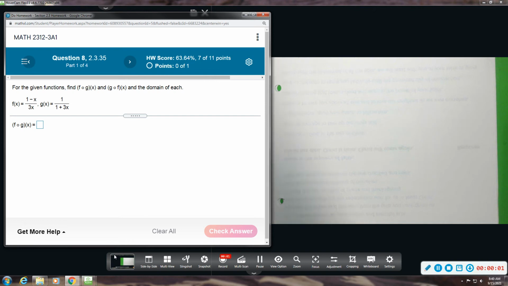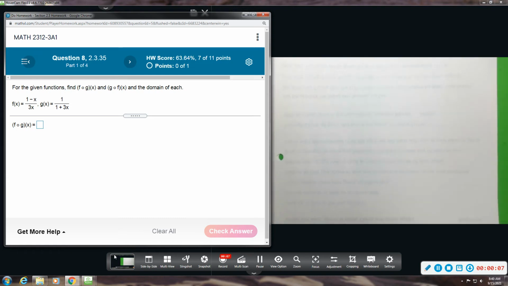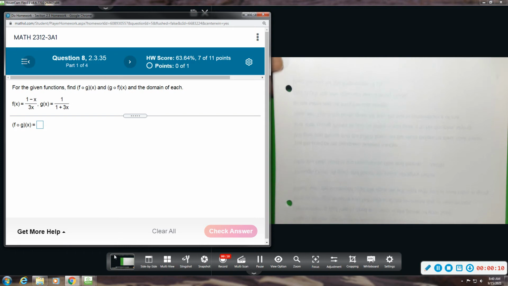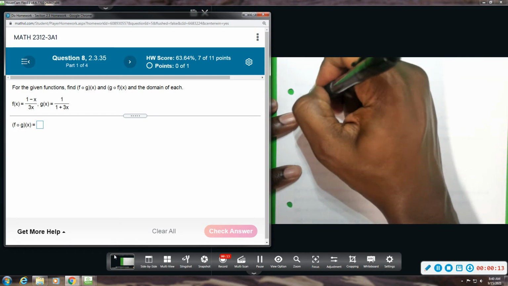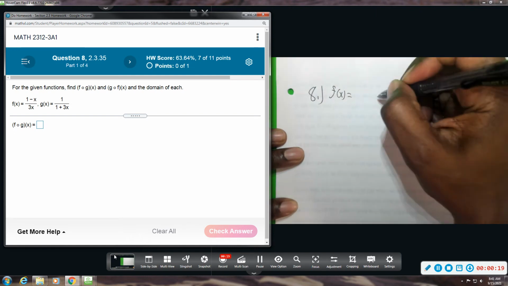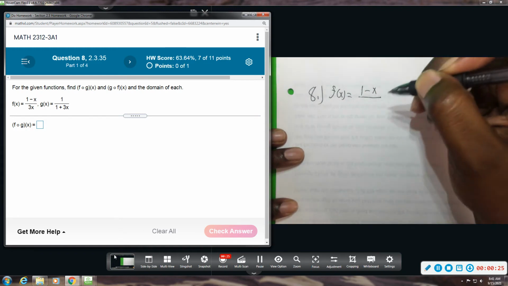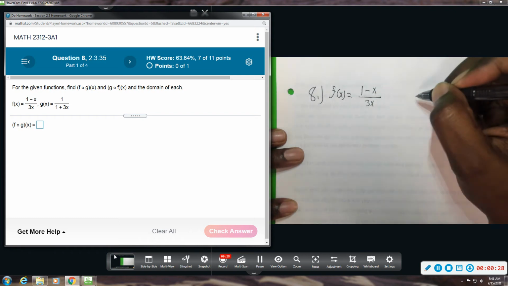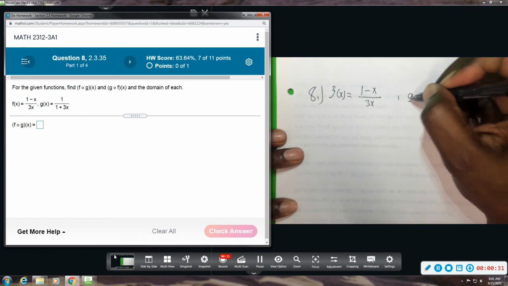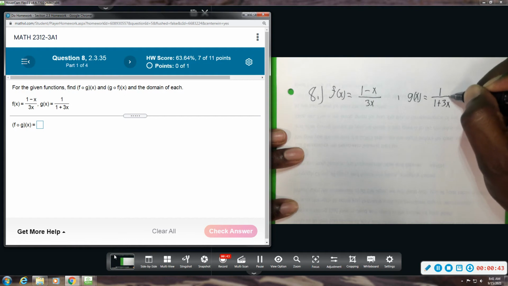All right, number 8. We're going to find f of g, g of f, and the domains. So we have two rational functions. f of x is equal to 1 minus x as the numerator all over 3x, my denominator. And then g of x equals 1 in the numerator all over 1 plus 3x in the denominator.